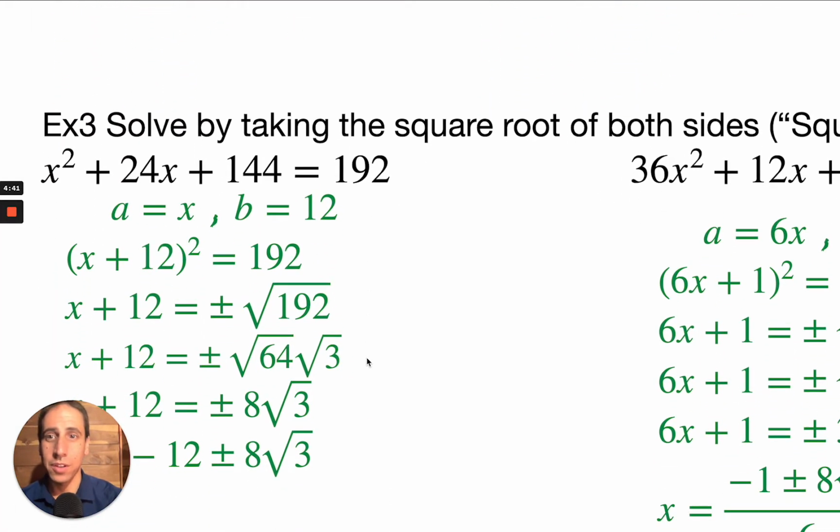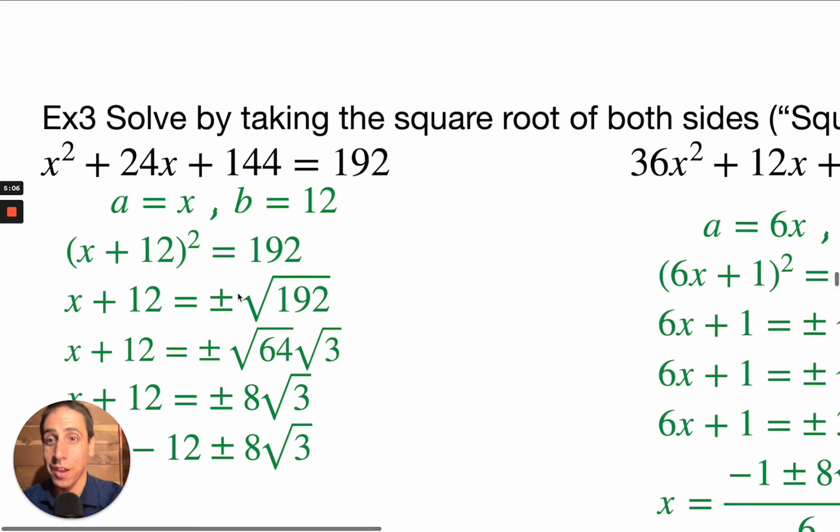We're just going to keep on rocking and rolling. The difference is now we're going to get numbers that are not perfect squares. a equals x, b equals 12. I'm doing that because the square root of 144 is 12. The square root of x squared is x, and the middle term checks out, because when you multiply 12 times x and double it, you get 24x. Yay! That means this is going to be x plus 12 squared is equal to 192.